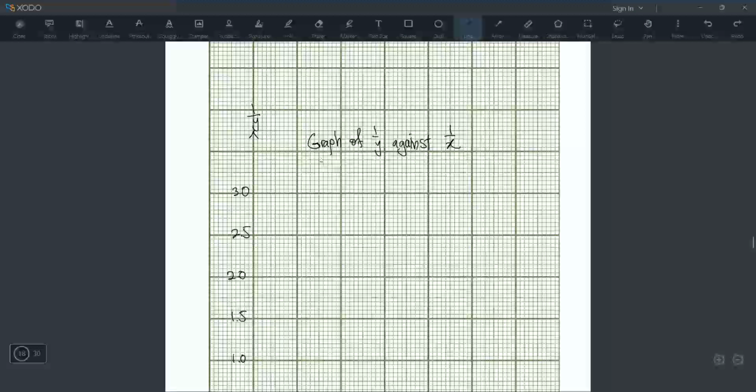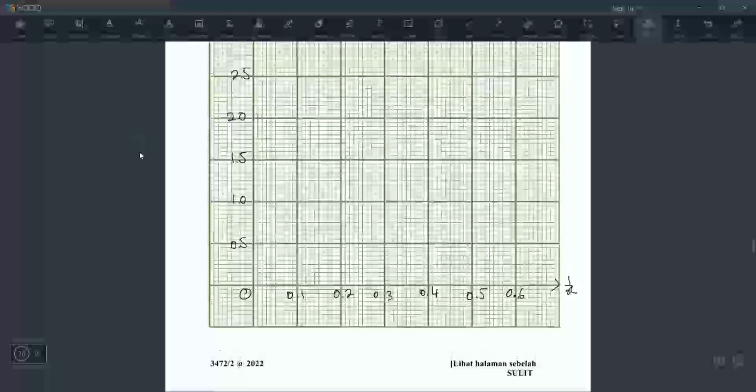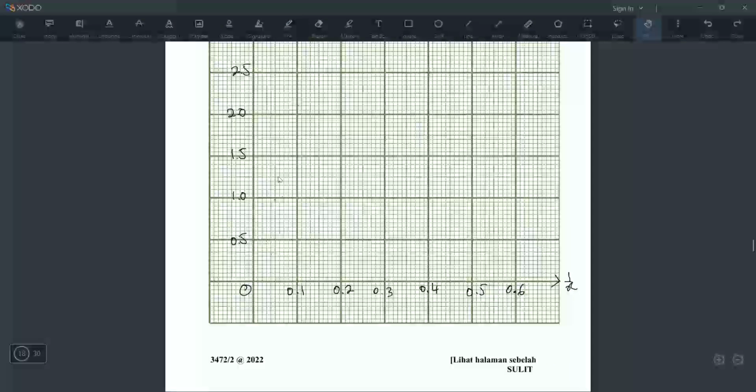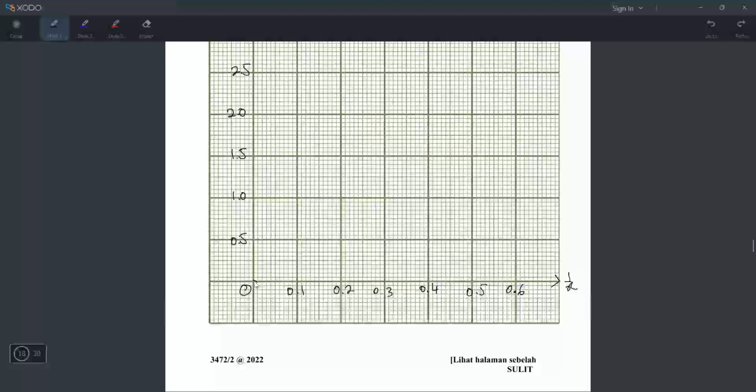Because sometimes you will forget to write later. Okay, so you can write the tajuk now. Okay, and then underline. And then now you can start to plot all the points. Before you start plotting, you need to know something. You need to know this here satu kotak berapa dulu.